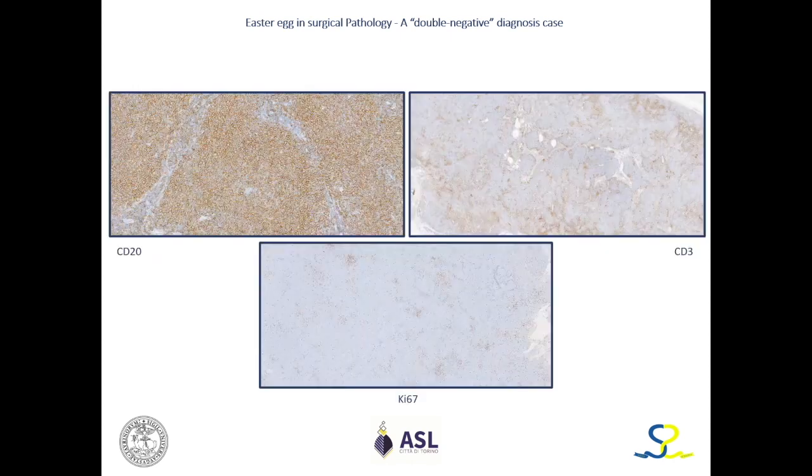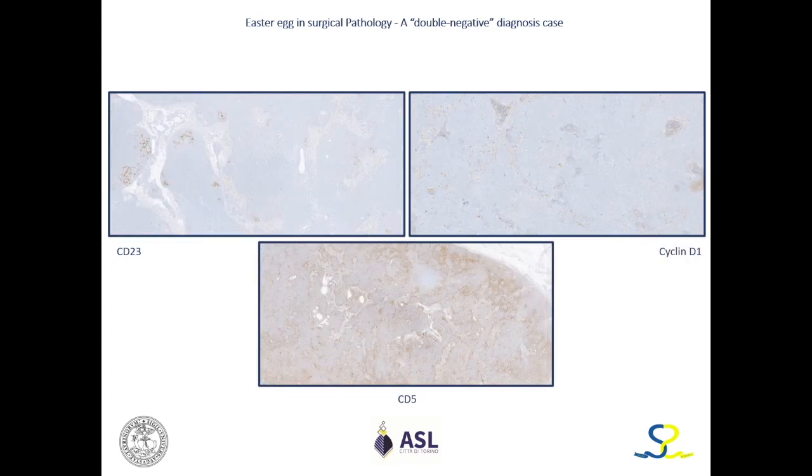But let's move on. Here we go with the immunohistochemical panel. These are the first stainings, and they show a positivity of the neoplastic elements for CD20, while the CD3 is negative, and we have a very low proliferative index. Well, all these three stainings confirm the suspicion of a low-grade mature B-cell nature.